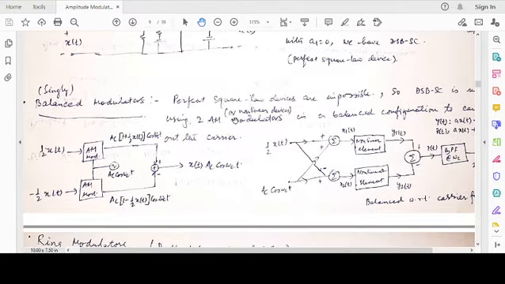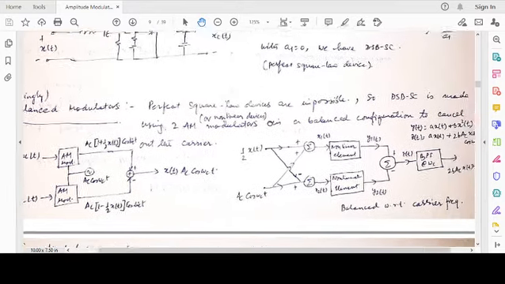What is a balanced modulator? There are two kinds of balanced modulator. One is singly balanced, and one is doubly balanced. Singly balanced is balanced with respect to only one such signal, for example, balanced with respect to a carrier frequency.